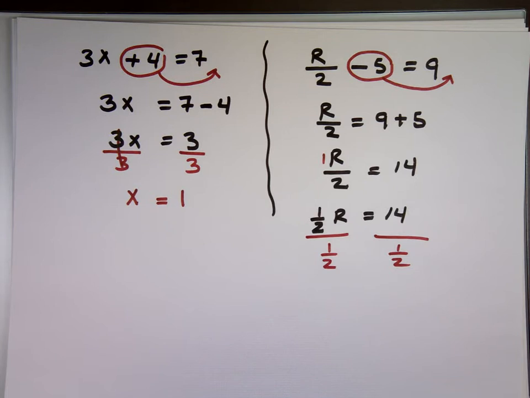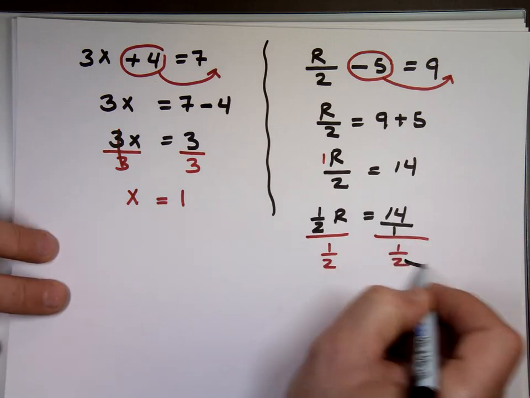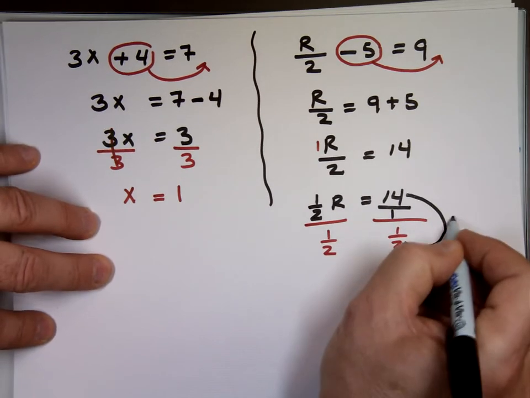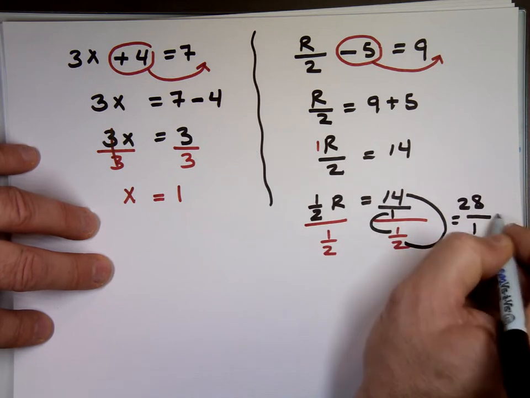14 divided by a half. The 14 is 14 over what? 1. The outside times the outside. 28 over the inside. 1, which is 28.